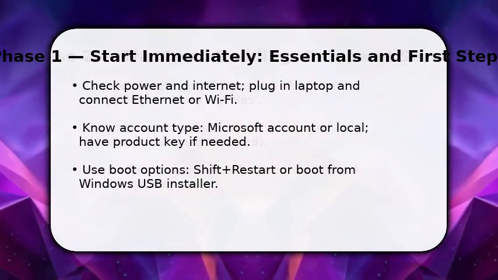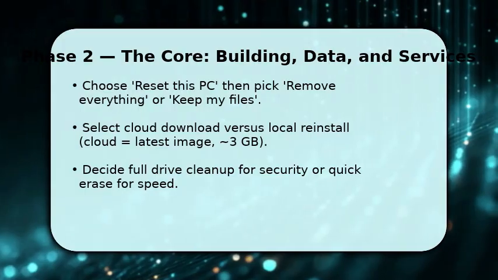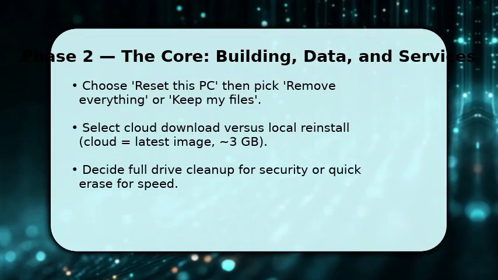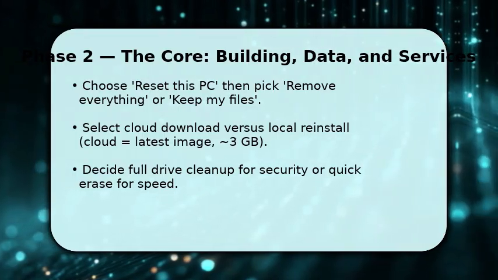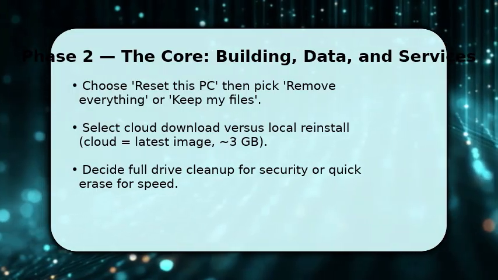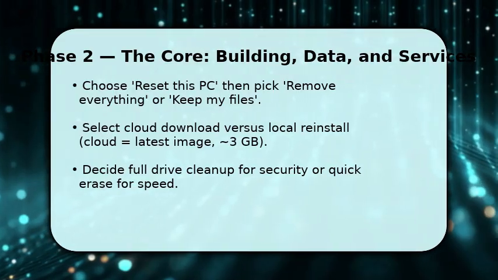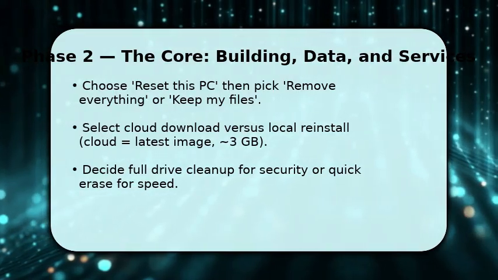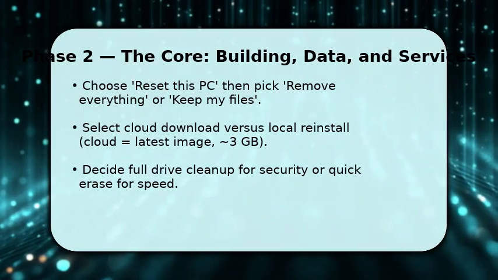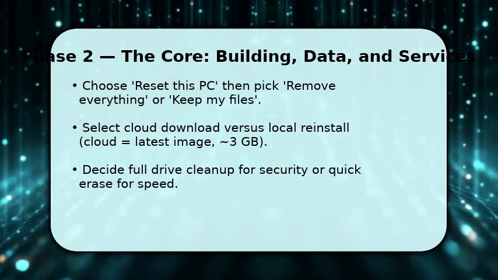Now you pick how to rebuild Windows and why. Select Reset this PC, then decide Remove everything if you're selling or need a clean slate versus Keep my files to preserve data. Next, choose Cloud Download for the freshest image. Use this if local files are corrupted, or Local Reinstall to save bandwidth. Finally, opt for full drive cleanup when you need secure erasure, which takes longer. Choose Quick Erase if time matters. These choices control data recovery risk and total restore time.